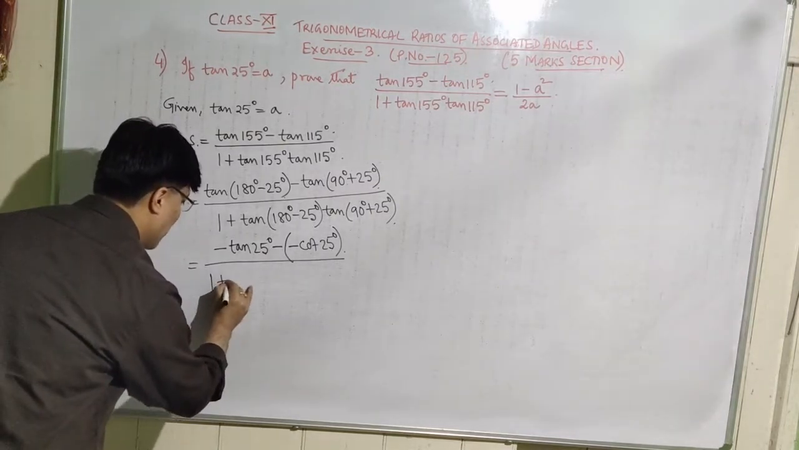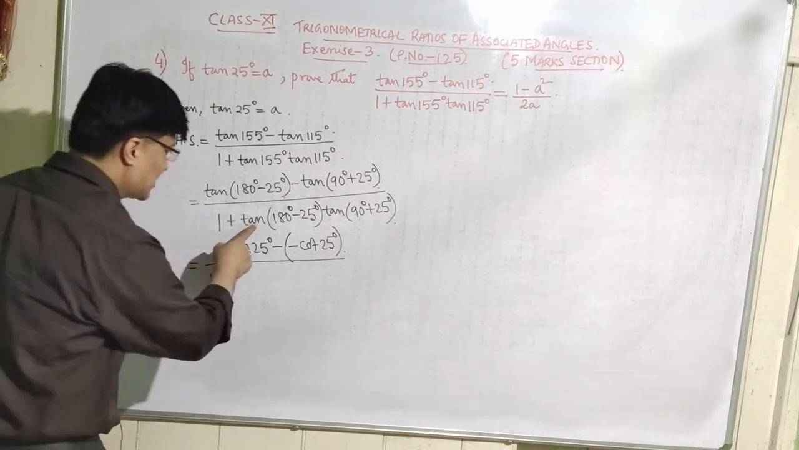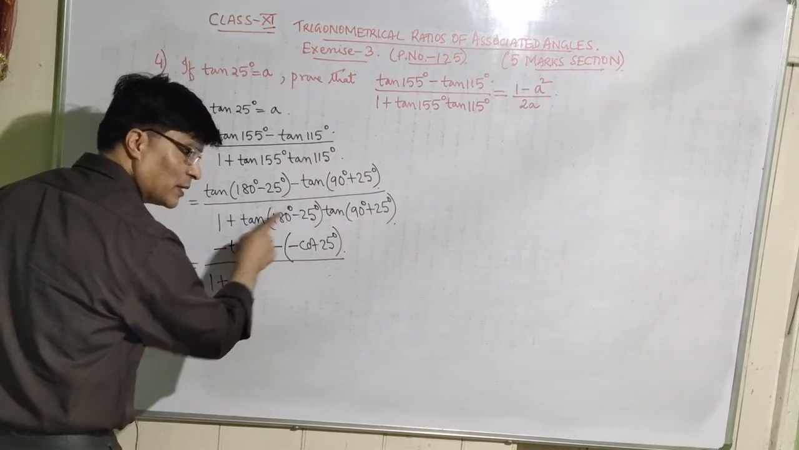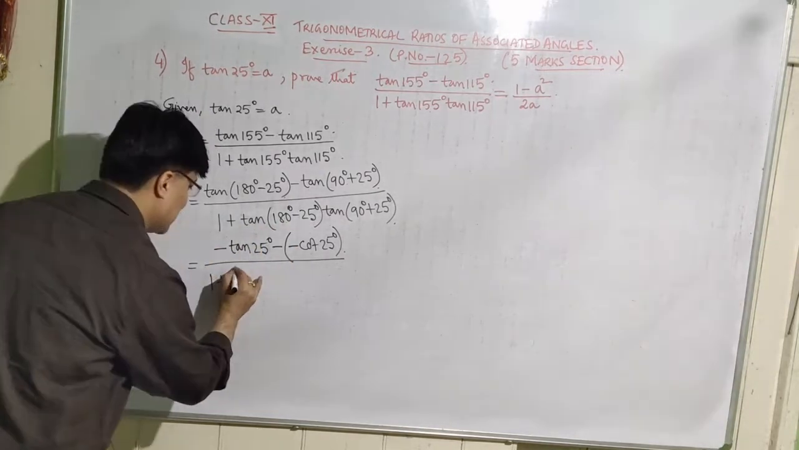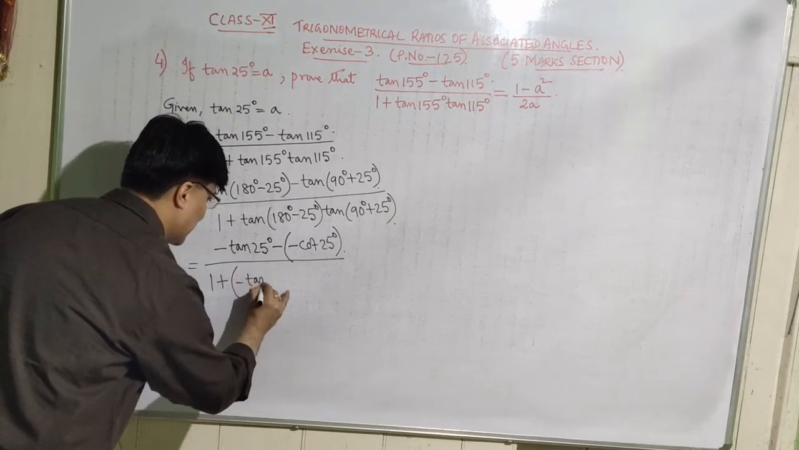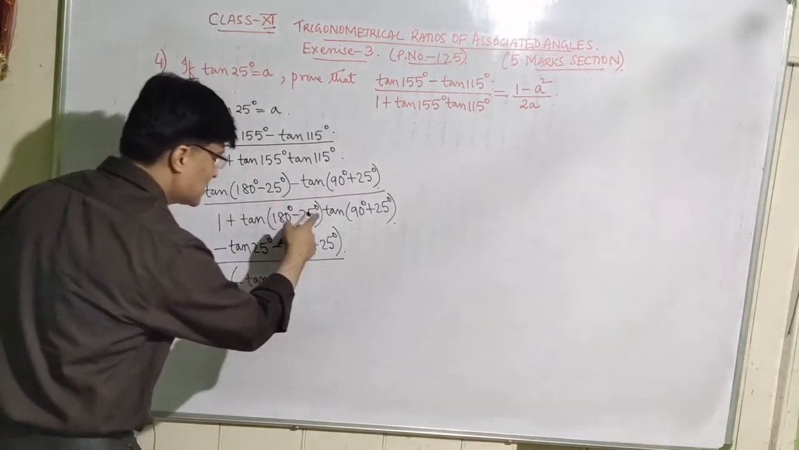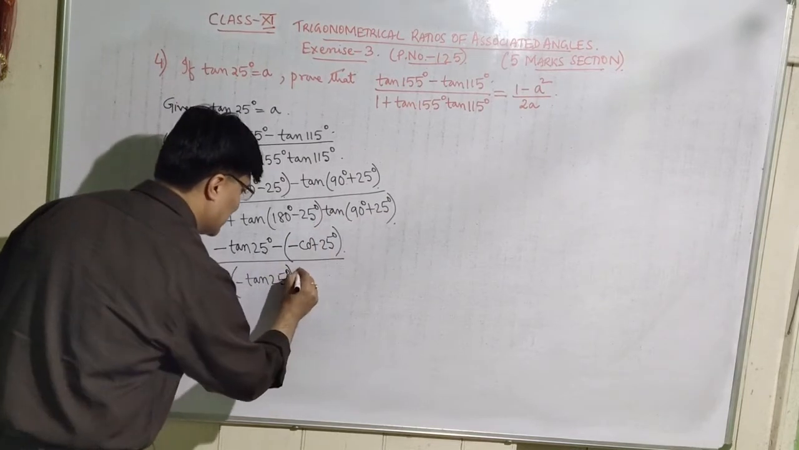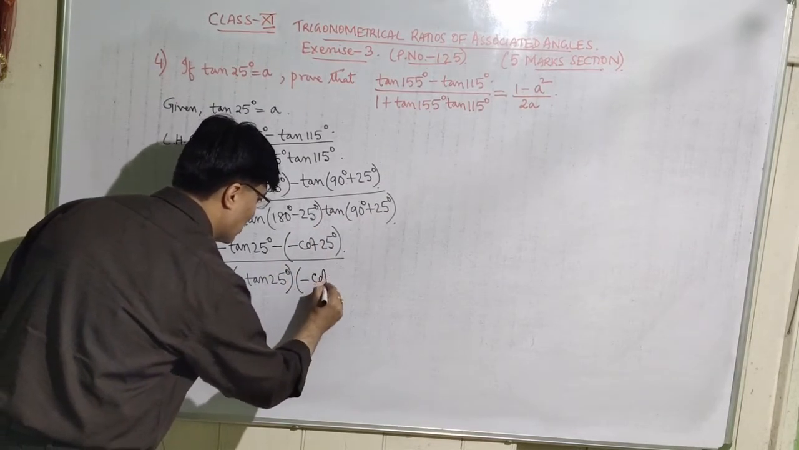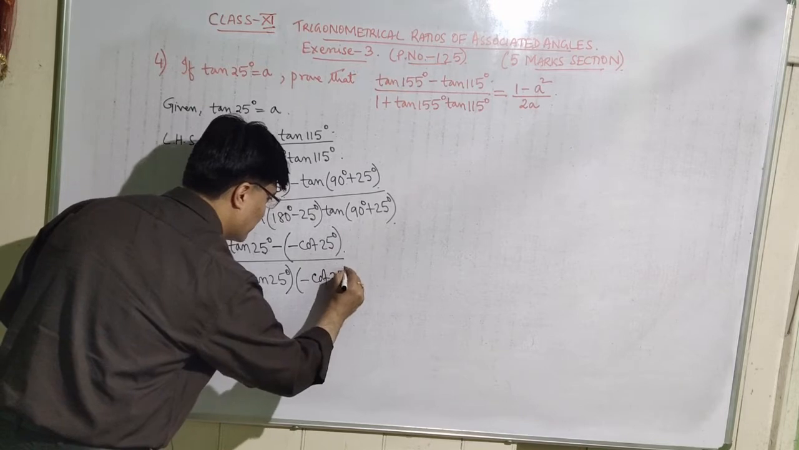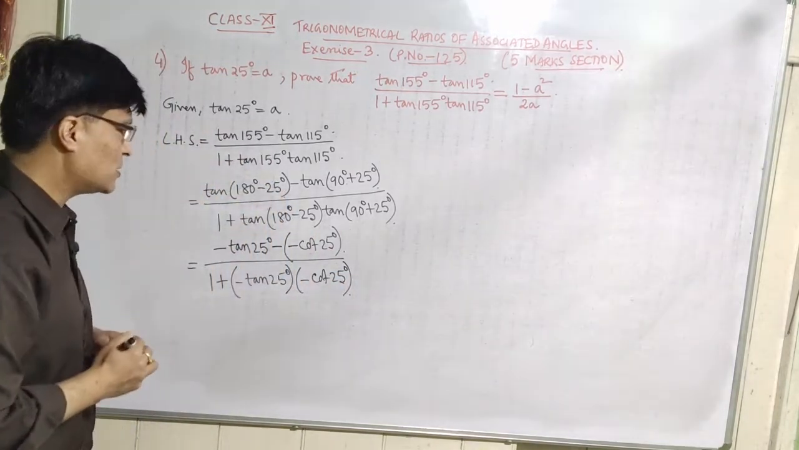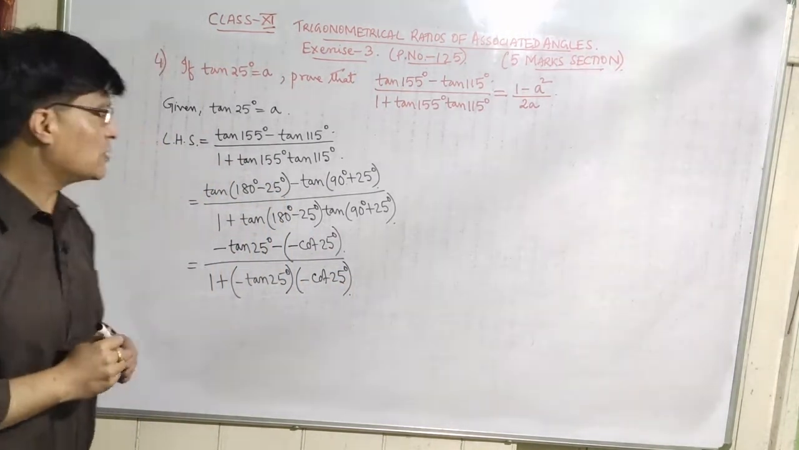So 1 plus, what is tan of 180 minus theta? That is minus tan theta, right? So it is minus tan 25 degree. And next, what is tan of 90 plus theta? It is minus cot theta. So I think you have understood it.